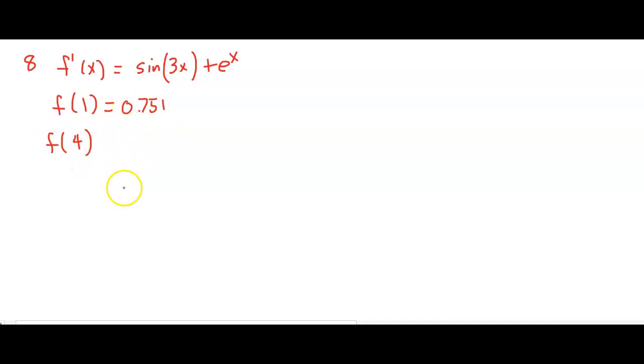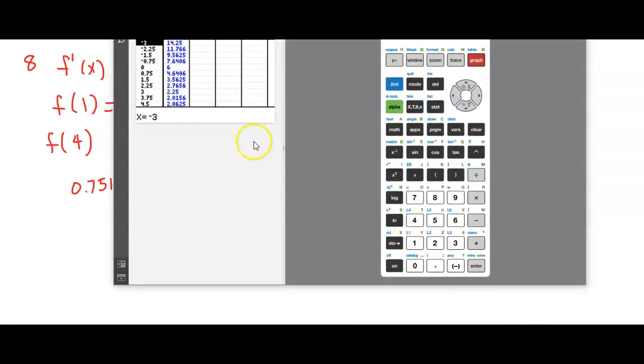Okay, so you know you're going to have the starting amount of 0.751. And then what you want to do is take the integral of this derivative, which is sine of 3x plus e to the x. Now, I was going to say you know how to find the integral of that, but you don't. So this one says it's calculator active. All right, so we'll pull up the graphing calculator with sine of 3x plus e to the x.